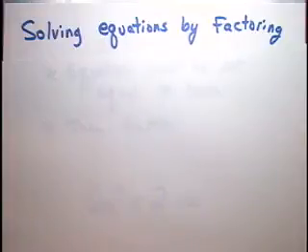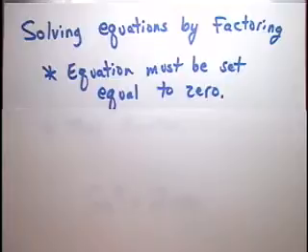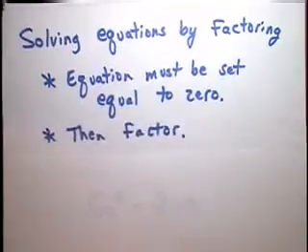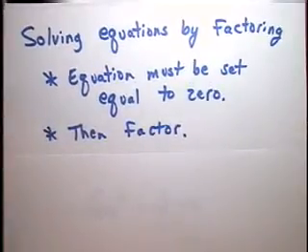When solving an equation that requires factoring, there's two important things to remember. First, the equation must be set equal to 0. Without this step, the method that you're using does not work. Once you get the equation set equal to 0, then you can factor the other side of the equation.